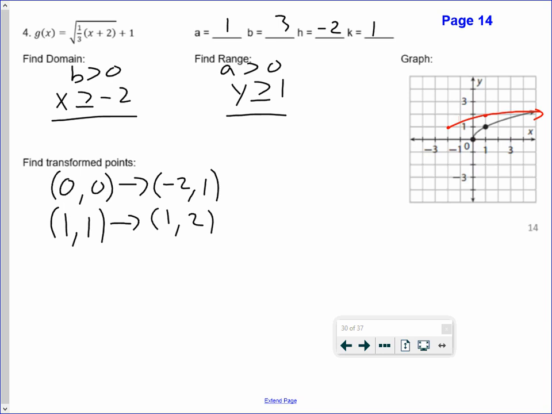So that's what our transform points will be. We plot them on our graph. Your 0, 0 transformed into -2, 1, so this point right here is your initial point. It came from 0, 0. So we start from there and go to the right, because you have to connect to the other point of 1, 2. And that's what our transformed function should look like.